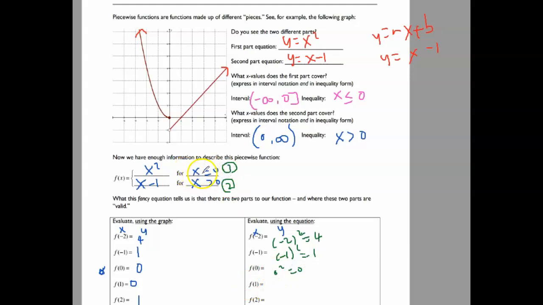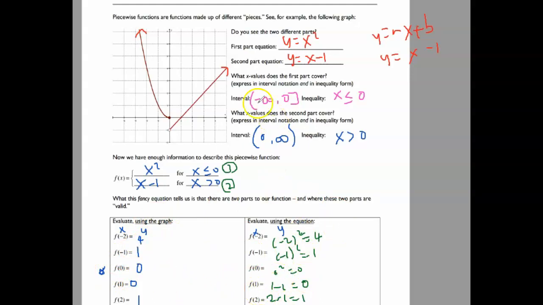Now 1. Is 1 less than or equal to 0? Nope, 1 is greater than 0. So now you're going to plug into the second one. 1 minus 1 is 0. And 2, same thing, you plug into the second one. 2 minus 1 is 1. Notice left and right, same answer.